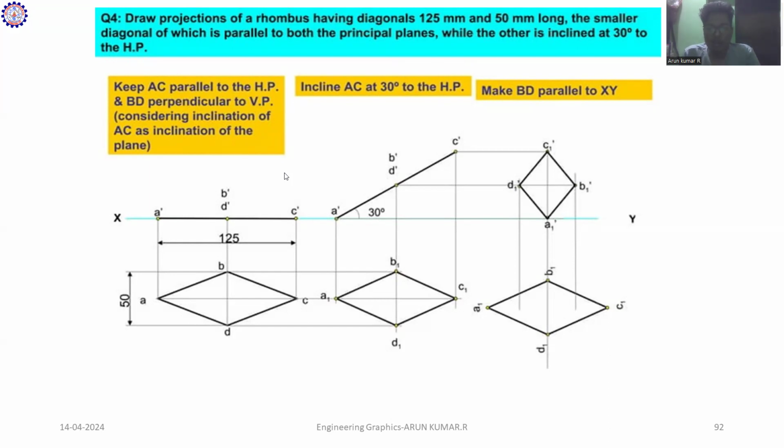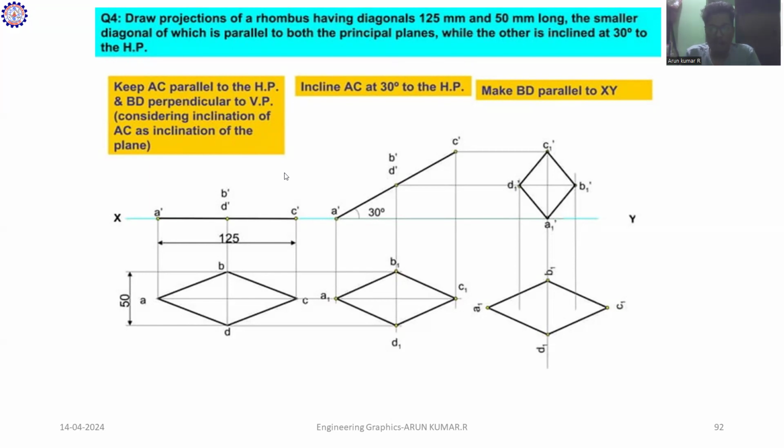So what is a plane? Here, a rhombus. So what is the construction? What is the condition for a rhombus? All the sides are equal, but the diagonals are not equal. That is the condition of a rhombus. So the diagonal values are given. One is the longest diagonal, another one is the shortest diagonal.